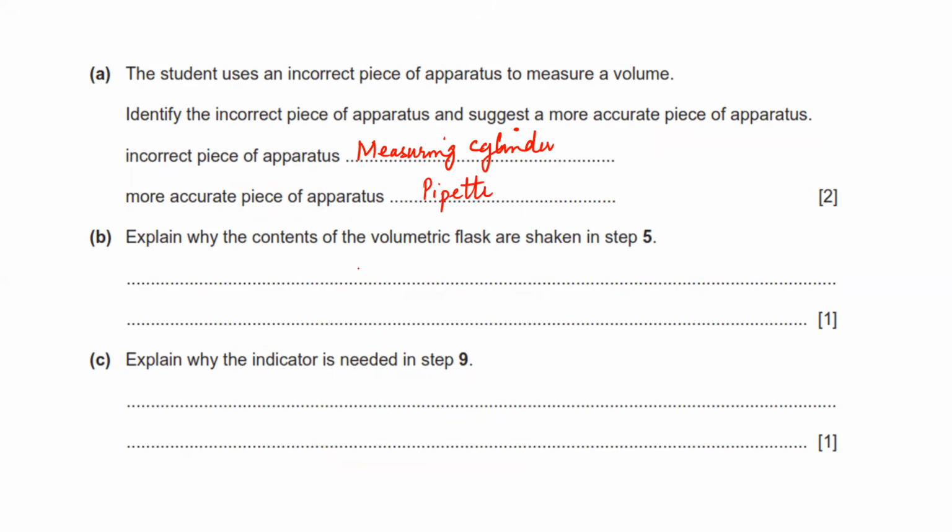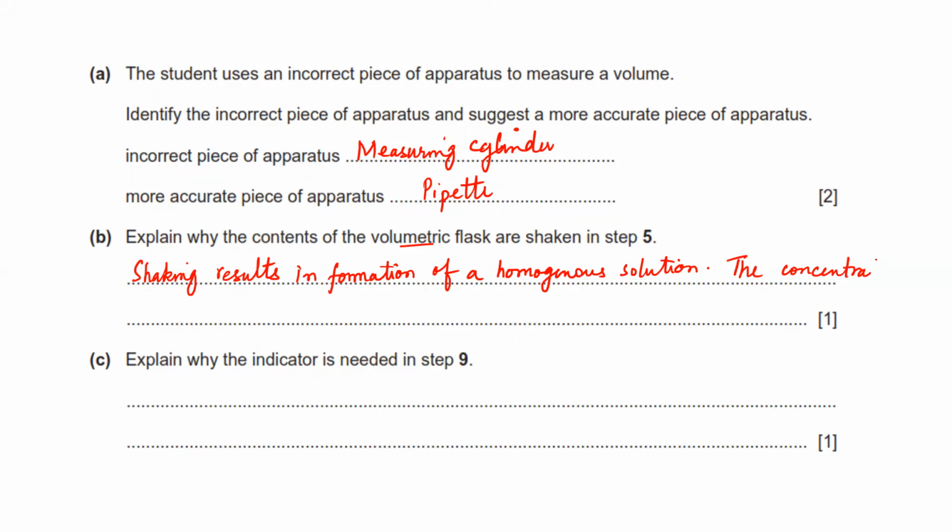Then part B, it says explain why the contents of volumetric flask are shaken in step 5. So shaking results in formation of a homogeneous solution. The concentration becomes uniform.